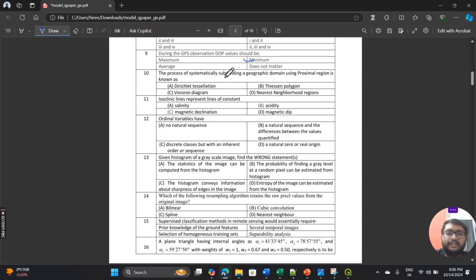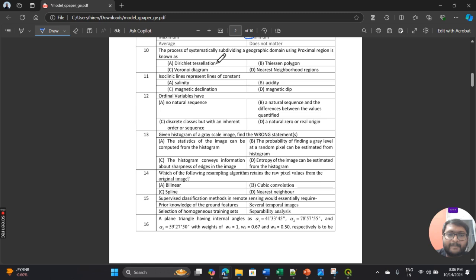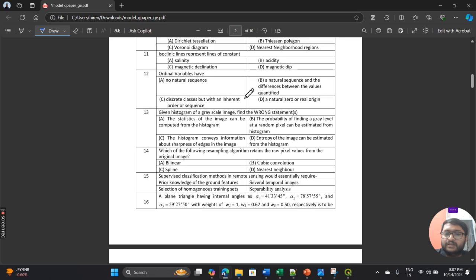In the process of synthetically subdividing the geographic domain into proximal regions is known as a... These are a few questions on GIS, which we have not gone into. Then these are some knowledge-based questions. Lines representing equal elevation are known as contour lines. A line representing equal gravity is known as a geoid. Similarly, there are so many words for lines representing equal different things. Isogonic is used for magnetic declination.